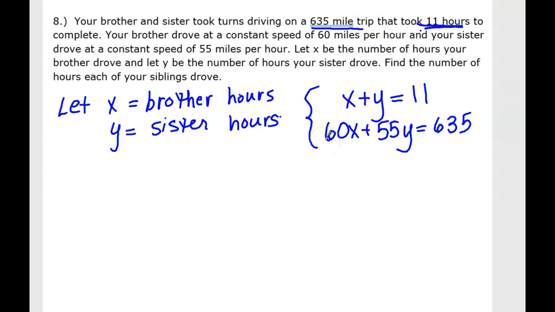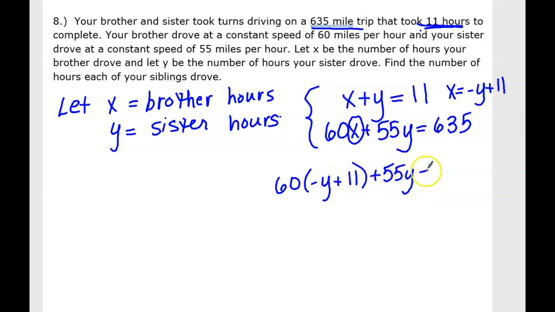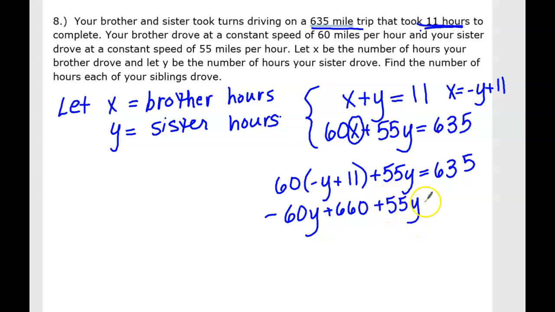Now I'm going to use substitution. I'm going to solve X is going to be equal to negative Y plus 11. Okay, I solve for X in the first equation, so I'm going to substitute it into the second. 60 times negative Y plus 11 plus 55Y is going to be equal to 635. All right, I'm going to distribute negative 60Y plus 660 plus 55Y, and that's going to be equal to 635.